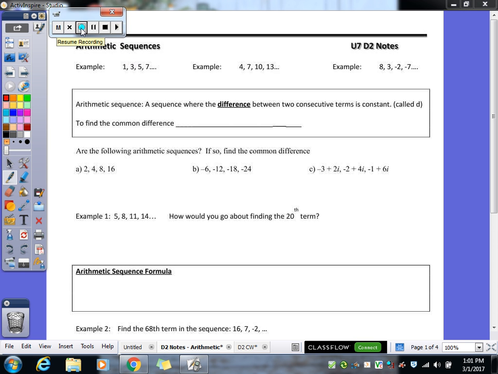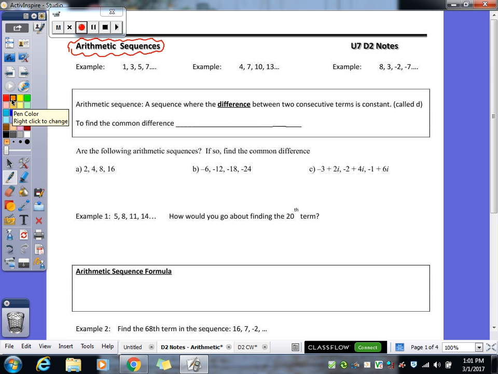So last class, we dealt with just sequences in general, trying to get you used to them. So what we're going to be doing today is we're going to start talking about our arithmetic sequences, and then on Friday we're going to be dealing with our geometric sequences. So down below I have 3 examples of arithmetic sequences.